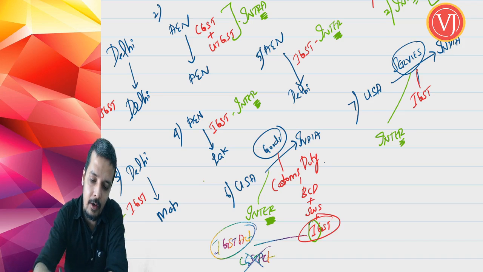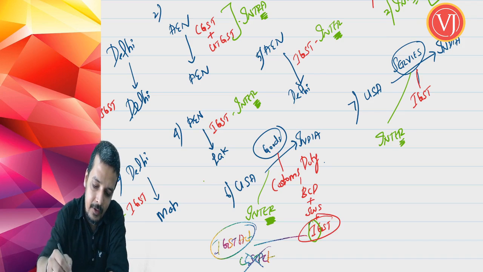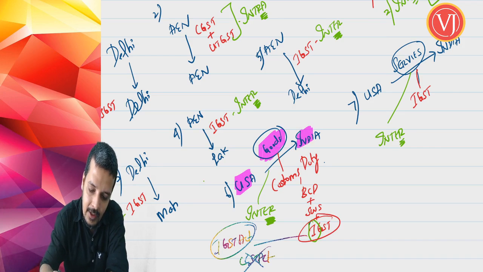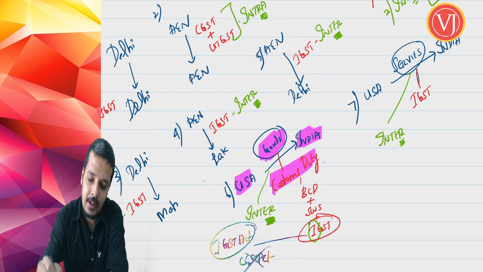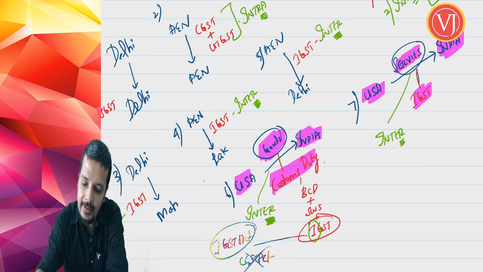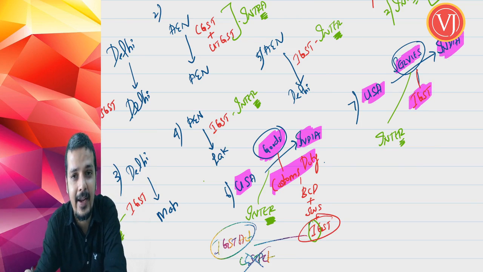If at all you want to differentiate, you can clearly differentiate. If it is import of goods, USA to India, it is customs duty. But if it is import of services, USA to India, it is only GST, and specifically it is IGST. Why IGST? Because it is again interstate supply.